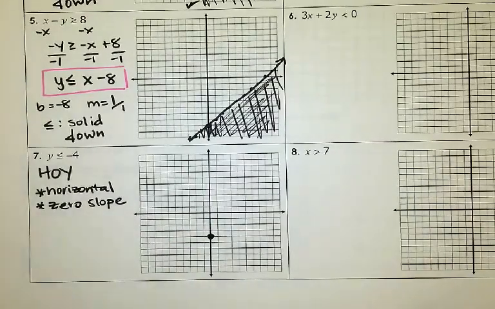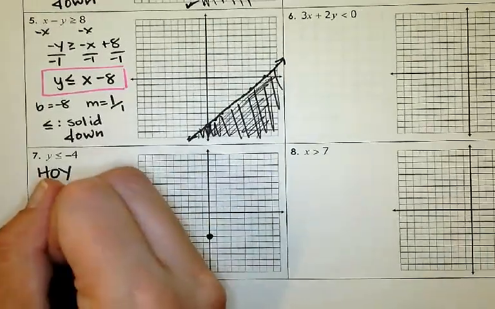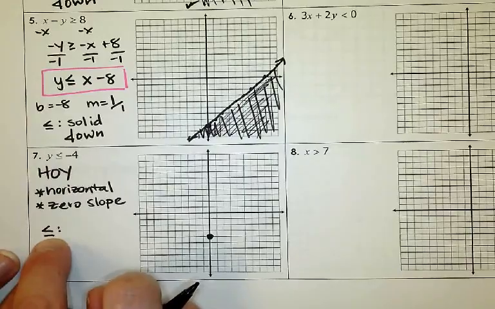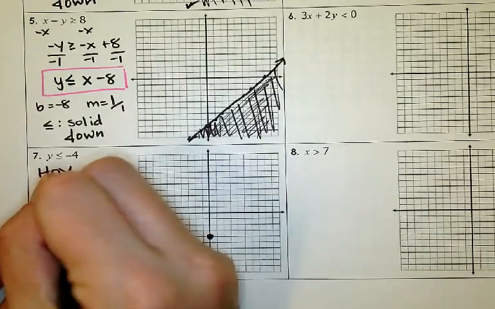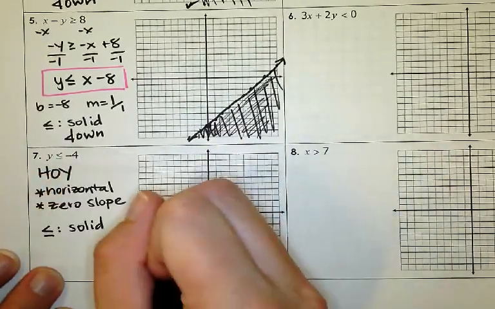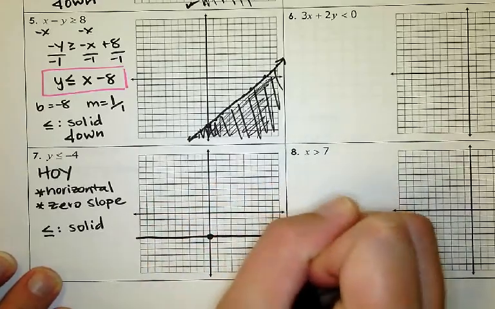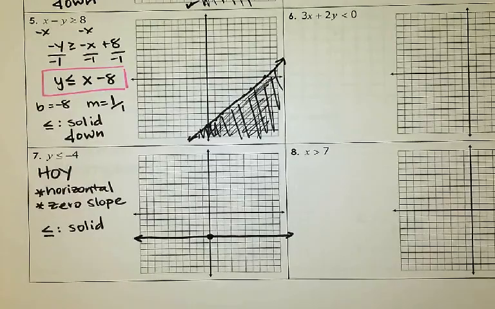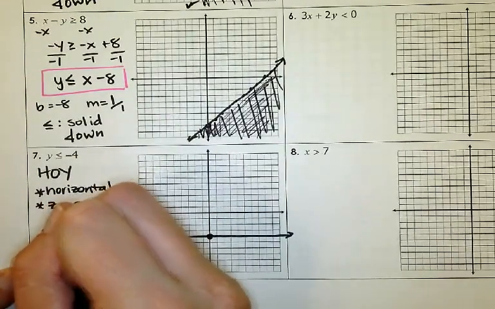But I got to look at my line here. Is that going to be a solid or a dashed line that I'm drawing? That's a solid line. So I'm going to draw a solid line at -4. Okay? Am I going to shade up or am I going to shade down? I'm going to shade down. So I'm going to shade underneath it. Okay? Y'all feel good?